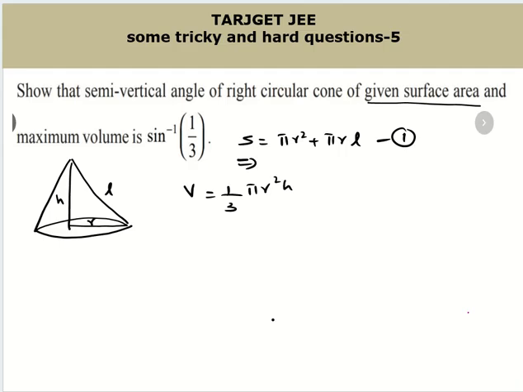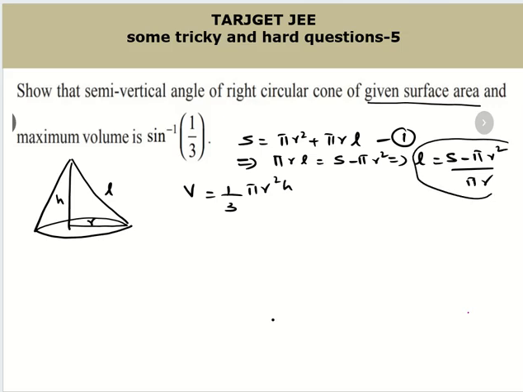So pi r l is equal to S minus pi r square. My l is going to be S minus pi r square divided by pi r. We have l in terms of S and r. S is a constant. Now we have to get V also in terms of only one variable. So let us replace V as 1 by 3 pi r square h, and square on both the sides.